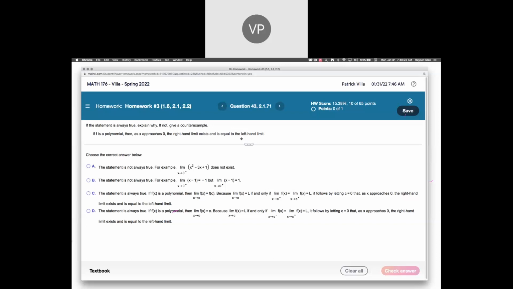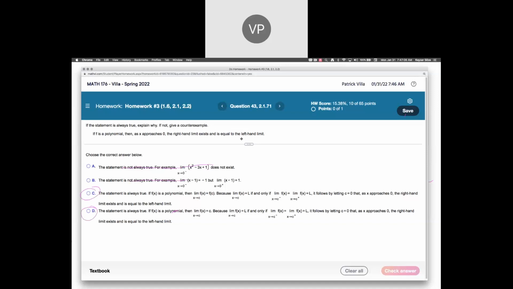So they say if f is a polynomial, then as x approaches 0, the right-hand limit exists and is equal to the left-hand limit. So you think about that. We talked about with the polynomials, because a polynomial has no gaps or breaks, they're continuous. Therefore, you're always going to get the same thing from the left and the right, it's always going to be basically equal to what f of that point is. And again, these are not the nicest problems, but I don't think it's false, so I'm not going to say not always true. I think it could be this one or it could be this one.